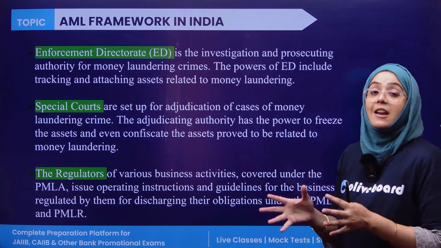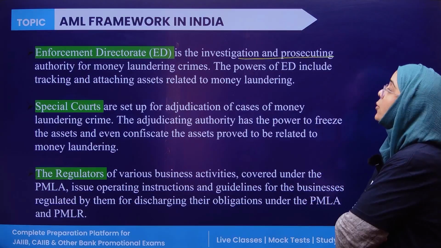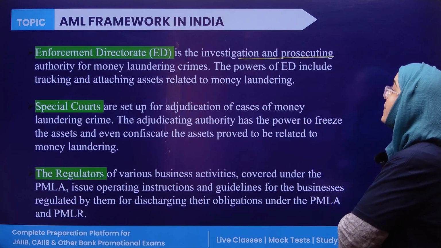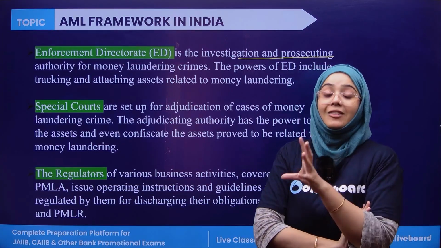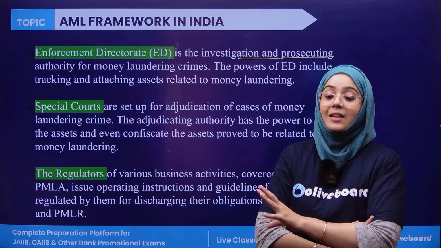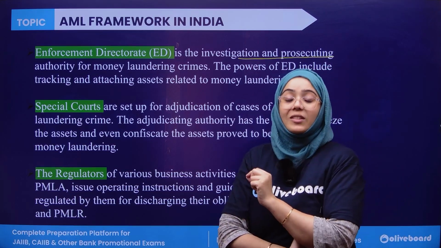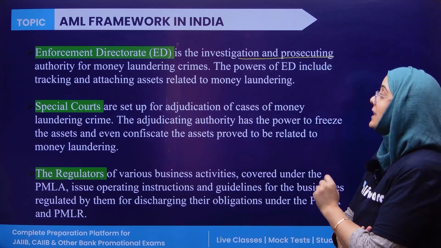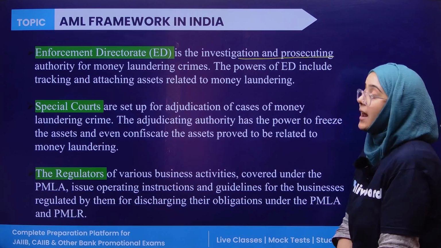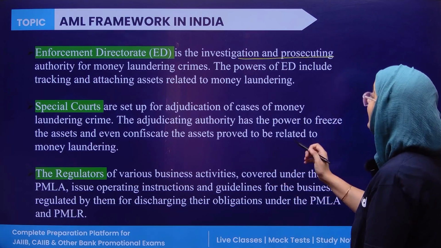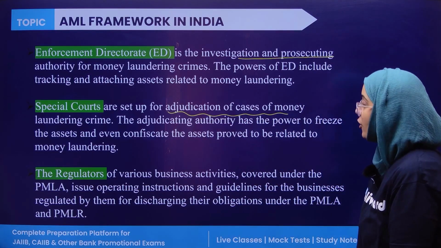Next, there is the Enforcement Directorate, which is responsible for the investigation and prosecuting authority for the money laundering crime. The information FIU India has received is now under scrutiny, or you can say investigation. The Enforcement Directorate is responsible for investigating all these financial transactions and tracking details. Now, there are special courts which are set up for the adjudication of these cases of money laundering.